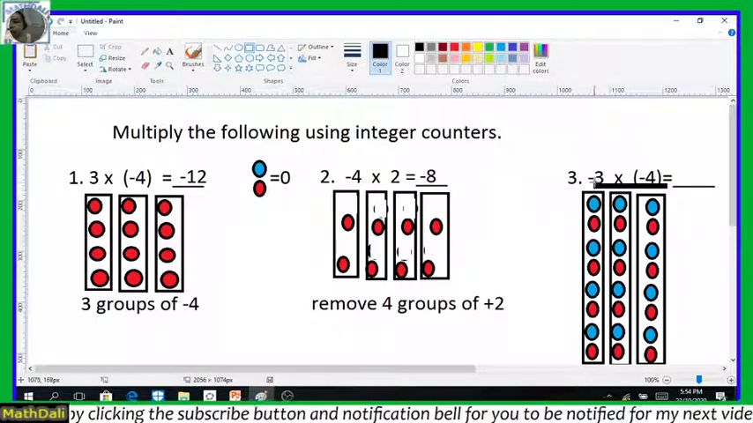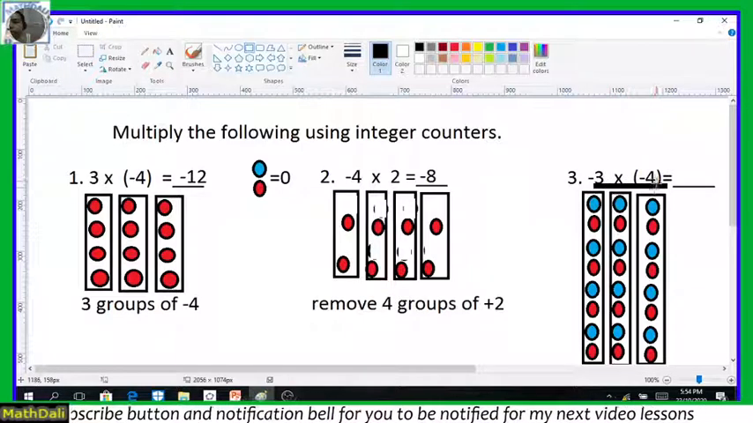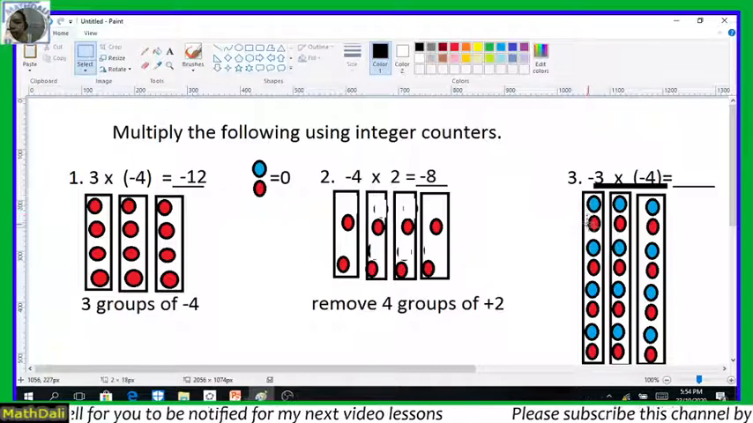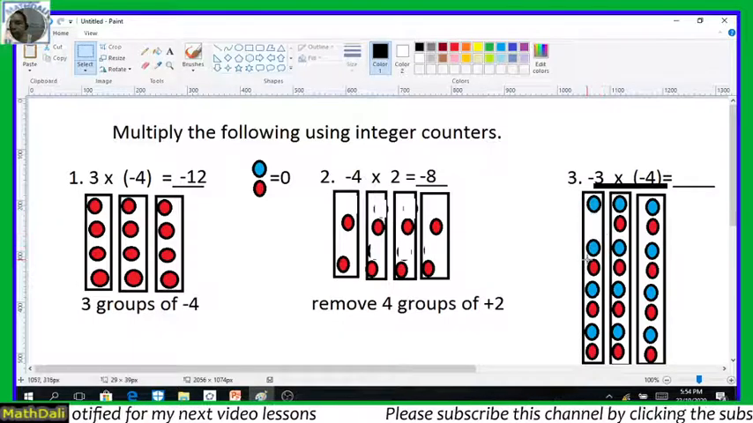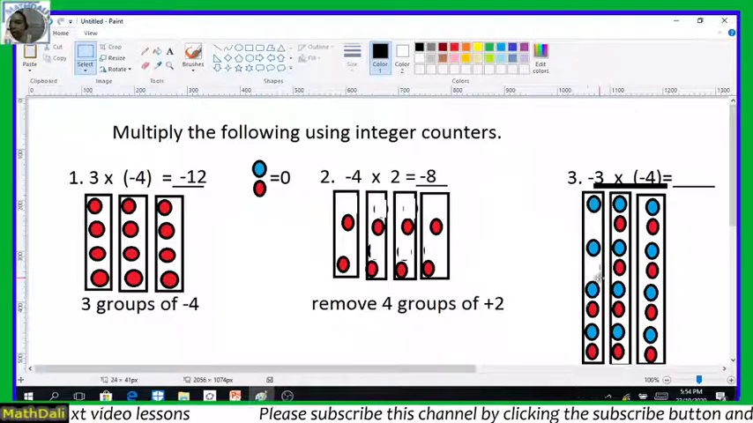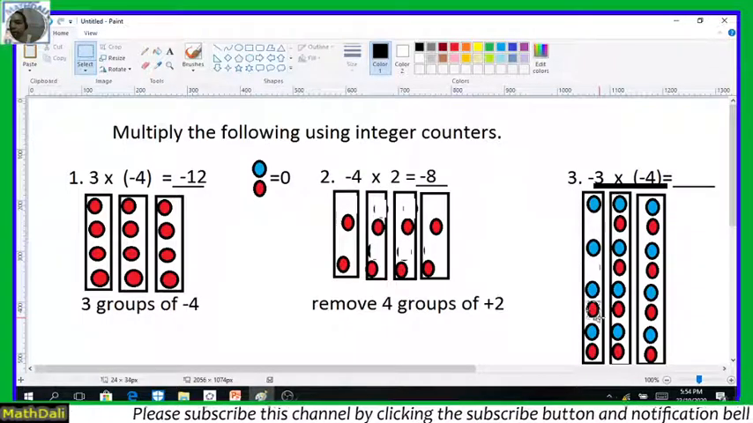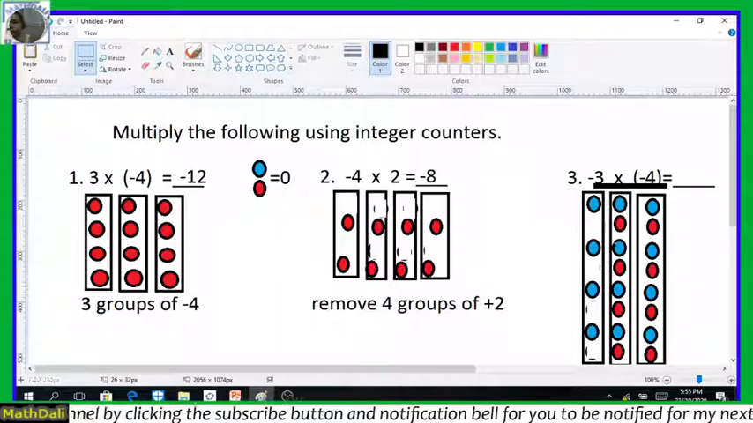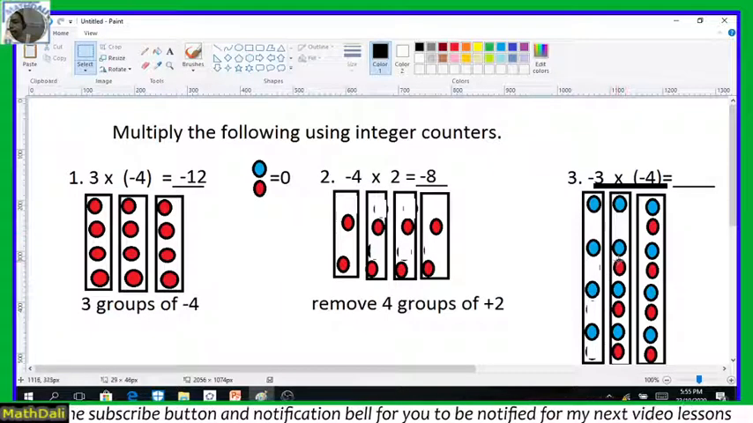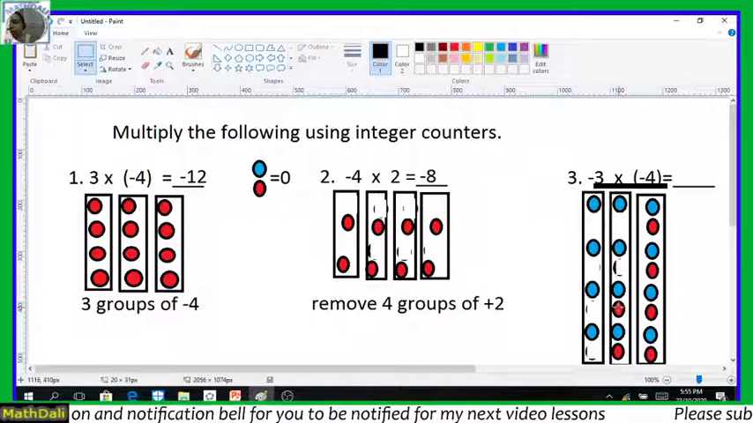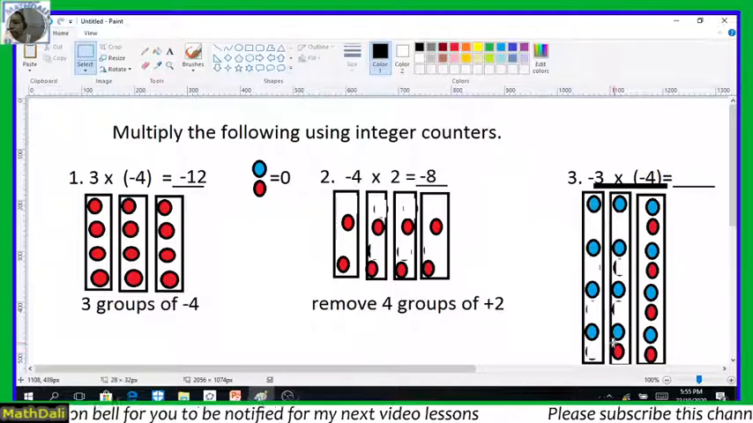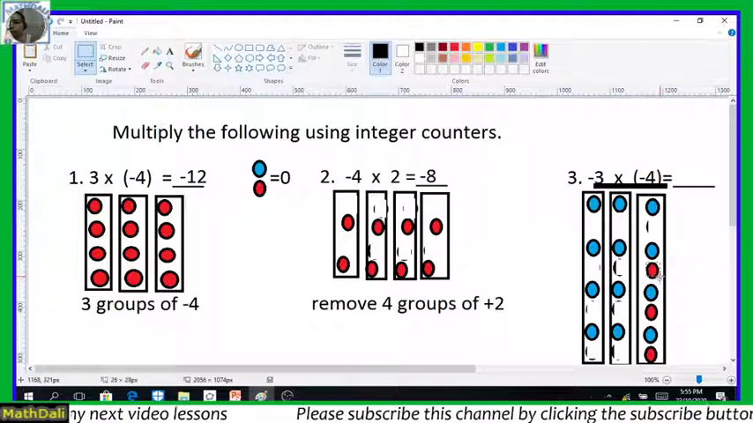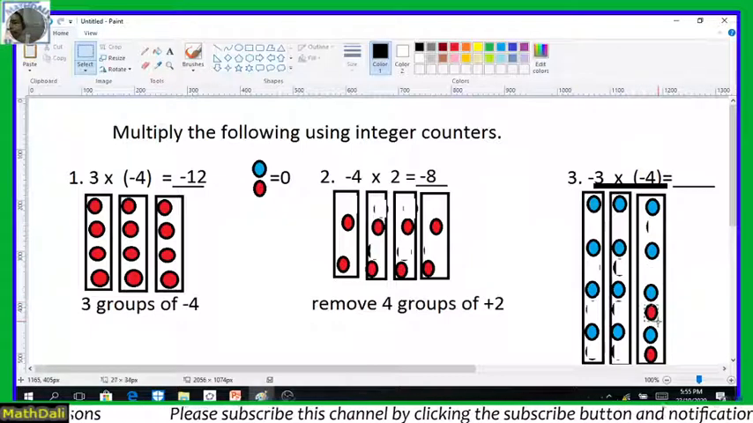Ibig sabihin nito, remove 3 groups of negative 4. So tatanggalin natin dito yung mga negative 4 dito sa tatlong groups. Okay, tanggalin yan. And we also have this. Remove 3 groups of negative 4. Tingnan ko kaagad, baka mamaya mali yung tinatanggal. Okay, so negative. So ibig sabihin, ang tatanggalin natin dito yung mga red. Keep. Tanggalin natin to. So last group, kasi remove 3 groups. Tatlong groups daw. Okay, so yan. Tanggalin natin yan.